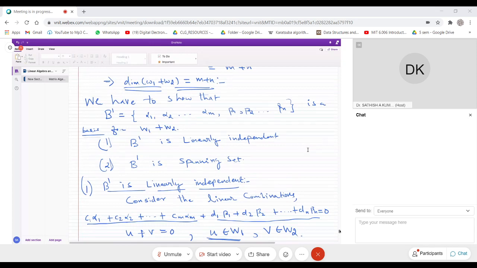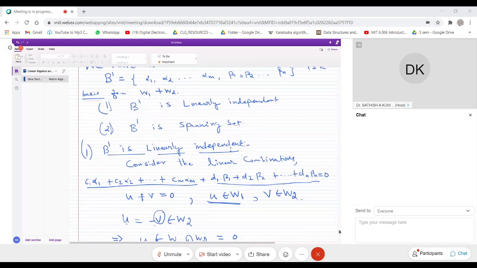We denote that as B prime, or B dash. B dash is nothing but alpha 1, alpha 2 up to alpha m, and then beta 1, beta 2 up to beta n. It is a basis for W1 plus W2. A basis should satisfy two conditions: it should be a linearly independent set and it should be a spanning set. If we show these two, then we have proved that B prime is a basis.